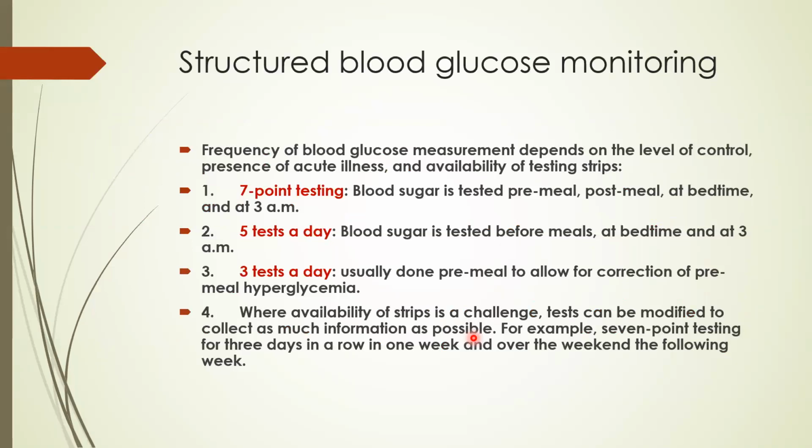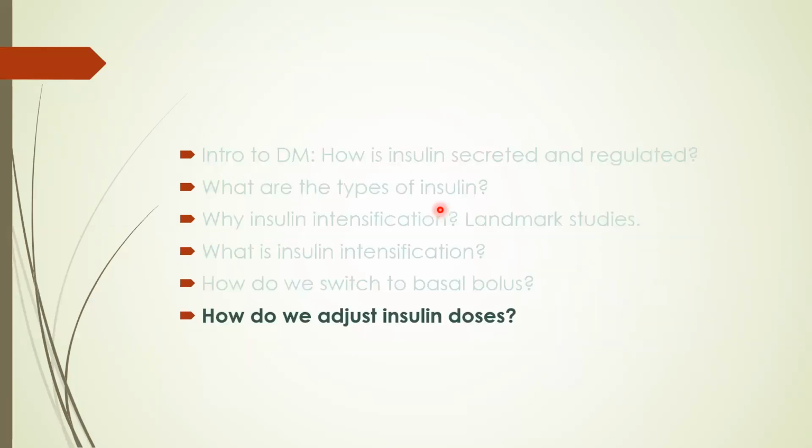So having talked about how to initiate and transition, it's good to also look at structured blood glucose monitoring. It's important. You can use a 7-point testing where blood sugar is tested pre-meal and 2 hours post-meal, at bedtime and at 3 a.m., or 5 tests a day where the blood glucose is tested before meals, at bedtime and 3 a.m., or 3 tests a day, usually done pre-meal to allow for correction of pre-meal hyperglycemia. And we have enough strips nowadays that are being provided by various programs that we are in. So we should be giving enough glucose strips for our patients and teaching them how to monitor the sugar.